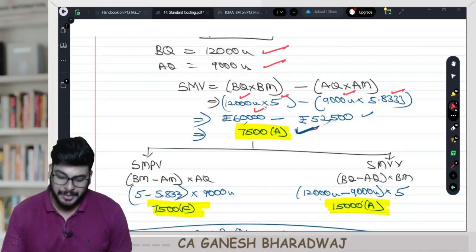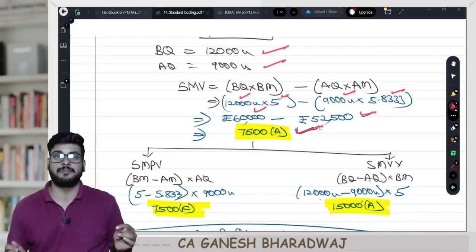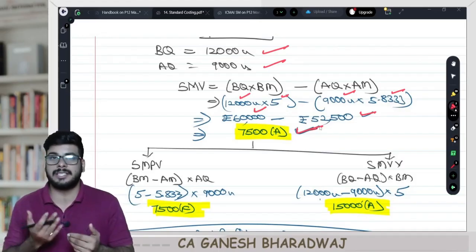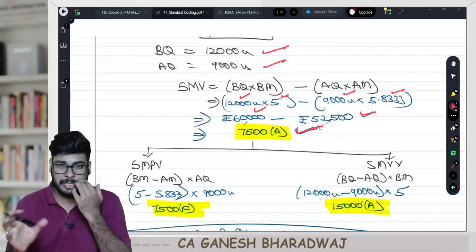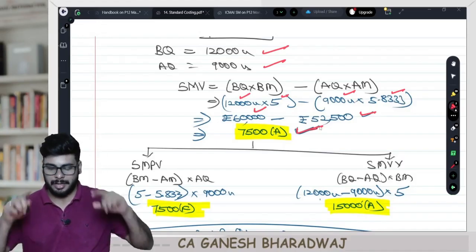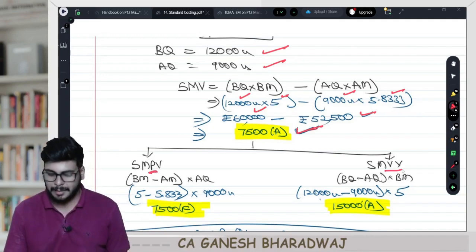So the profit that I planned for is 60,000, but the profit that I actually got was only 52,500. So this 7,500 rupees is called the sales margin variance. Basically, because of the issues on the sales side, my profit has dropped by 7,500 adverse. Now this can be classified into two: sales margin price variance and sales margin volume variance.